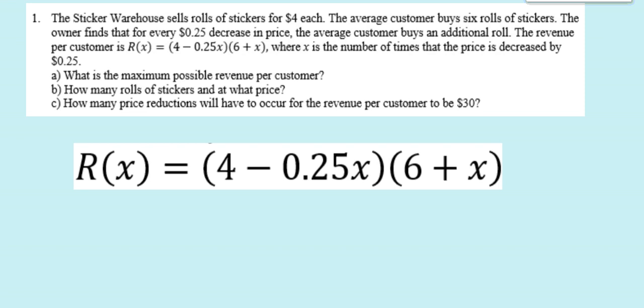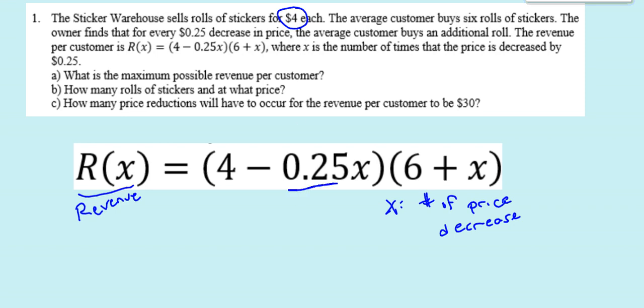So let's start by just looking carefully at the formula. So we know that this is a formula that looks at revenue based on X. Now X is the number of price decreases. So right now we know that we are selling sticker rolls for $4 each, but we might decrease the price by 25 cents or 50 cents or 75 cents or some multiple of 25 cents. We don't know, that's what the X is, because we don't know how many times we're going to decrease the price.